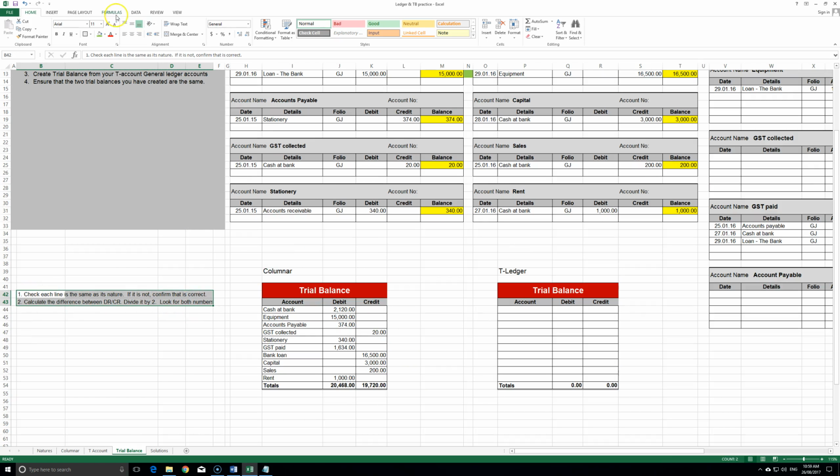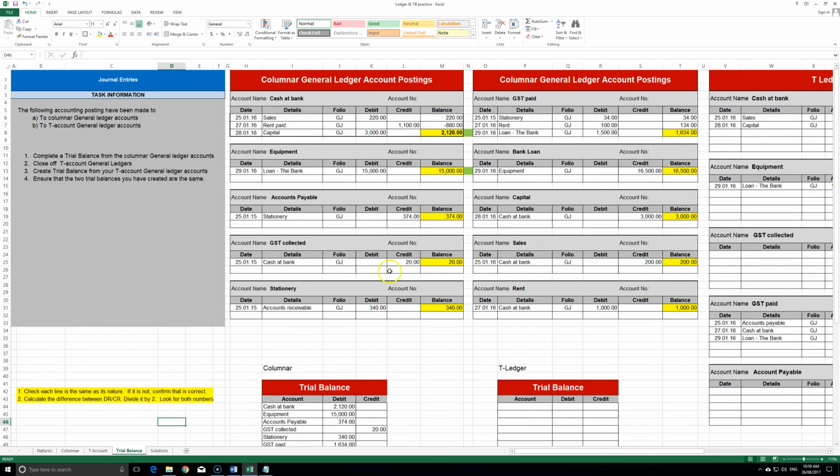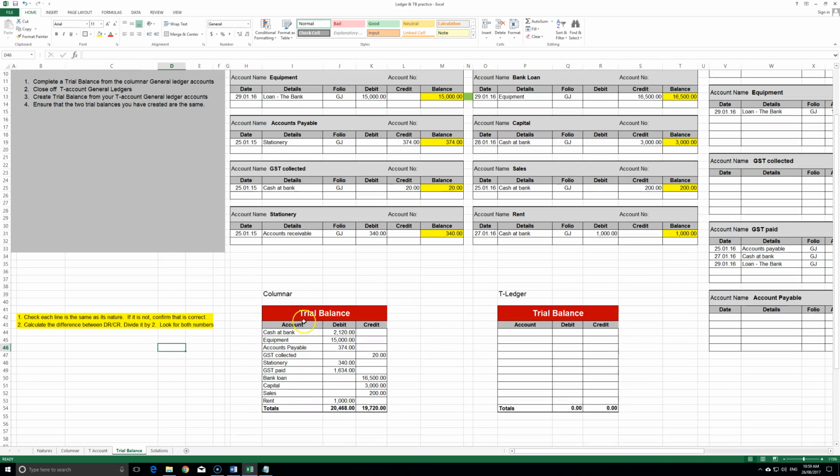Alright, and here are two different approaches which can be effective at quickly finding when you have one or more mistakes. So the second one here is only useful if you have one mistake. If you've only made one mistake, this is very, very useful. Now, let's give it a go. So it says calculate the difference between the debits and the credits, divide whatever the difference is by 2, and then look for both numbers back up here in your general ledger or down here in your trial balance. Sometimes it can give you a clue. So let's try that one.